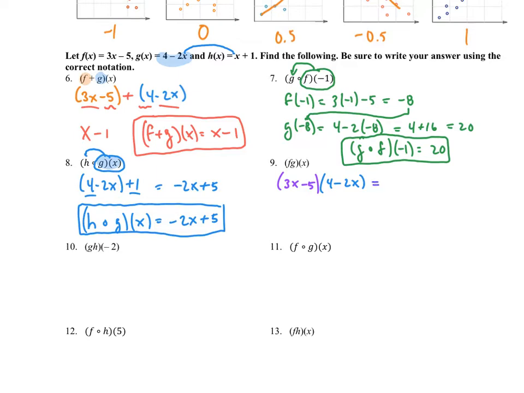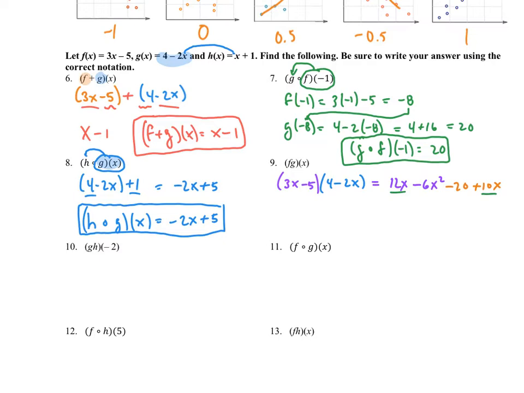So 3x times 4 is 12x. 3x times negative 2x would be negative 6x squared. And then I'm going to distribute the negative 5 to 4. So negative 5 times 4 is negative 20. And negative 5 times negative 2x is positive 10x. And now I have some like terms to combine, 12x and 10x.